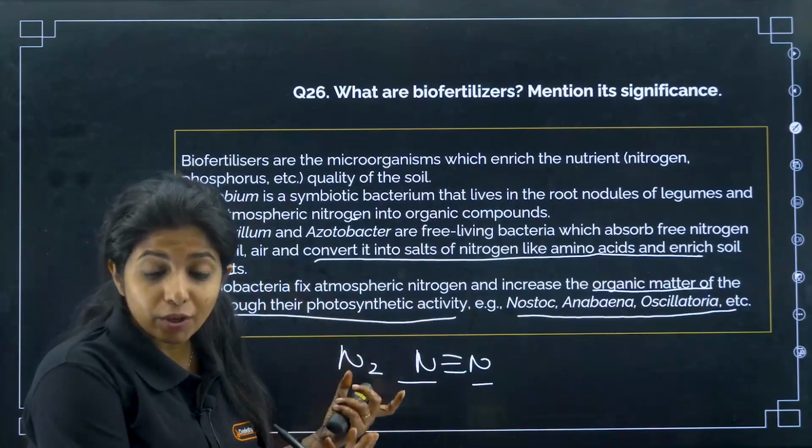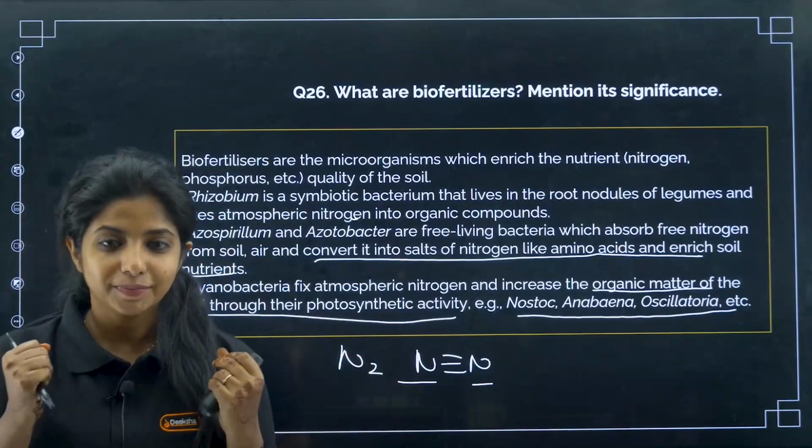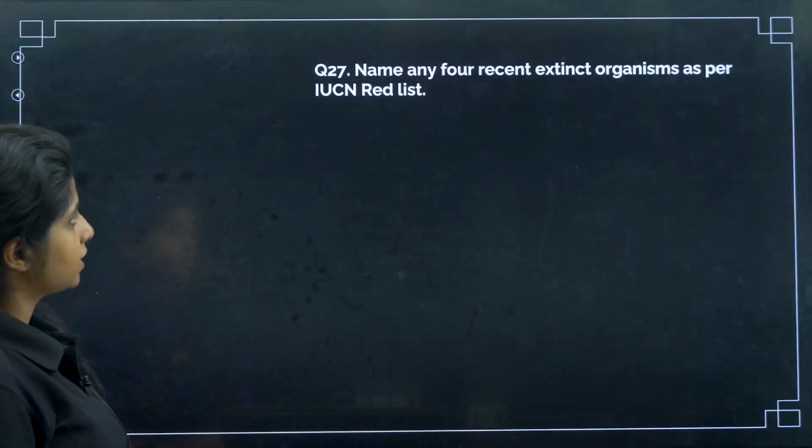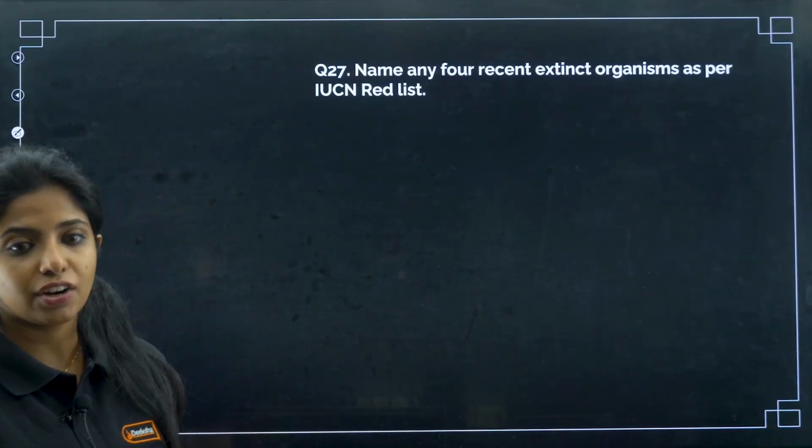If you're studying a 2 marker question, and with this 2 marker question you're getting 1 more extra mark in the MCQs, why lose it? Yes? Now, name any 4 recent extinct organisms as per IUCN Red List.